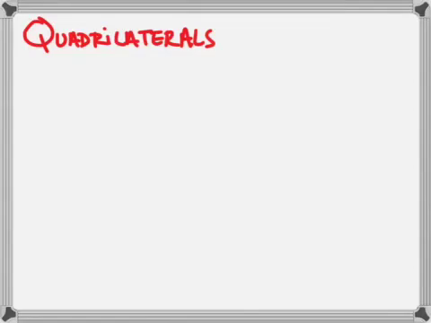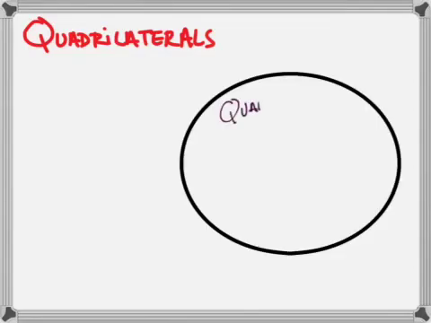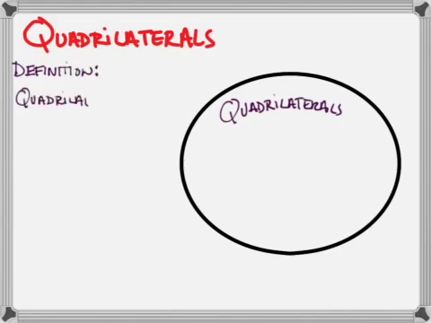Alright, so today we're going to start talking about quadrilaterals. And we're going to start off with organizing into a Venn diagram the different types of quadrilaterals that we have. So we're going to start with a definition of what a quadrilateral is, and then we're going to build on those with special cases. So a quadrilateral is a four-sided polygon.